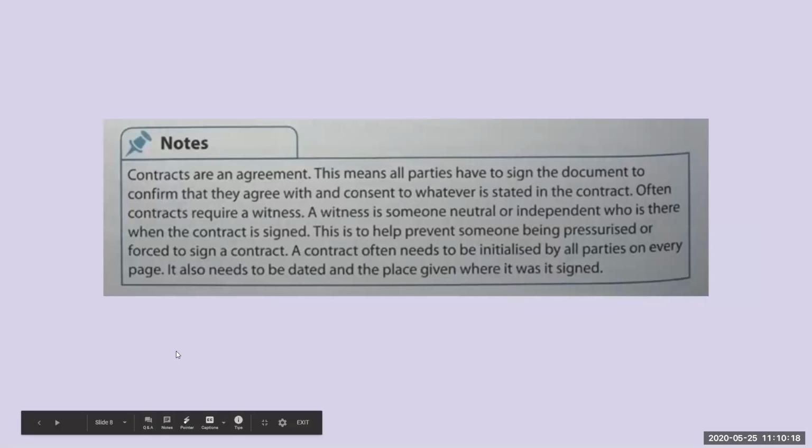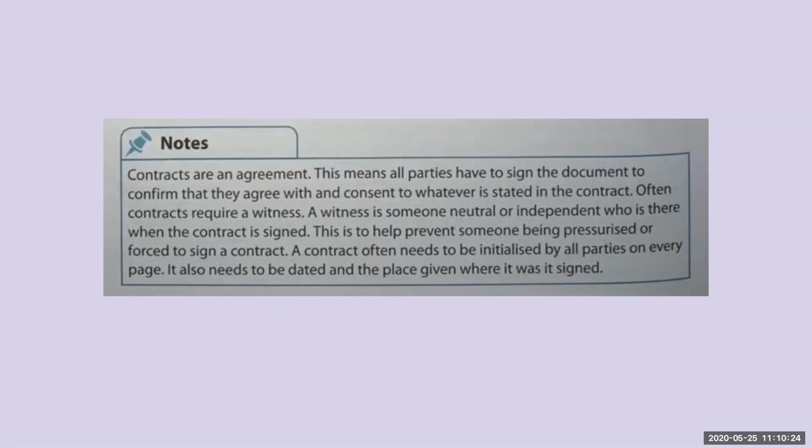And then just a note at the end of the contract. So guys, that's a pretty standard contract. Again, you can be asked in a test or an exam to answer questions about that. Contracts are an agreement. This means all parties have to sign the document to confirm that they agree with and consent to whatever is stated in the contract. So a contract will not be valid if everybody did not sign it. And often a contract will require a witness. So that's somebody who's not agreeing to the contract. They're just witnessing that this contract is being signed. And you'll see the rest of this little block explains that. And that they also explain that this is just to prevent someone from being pressurized or forced to sign a contract.